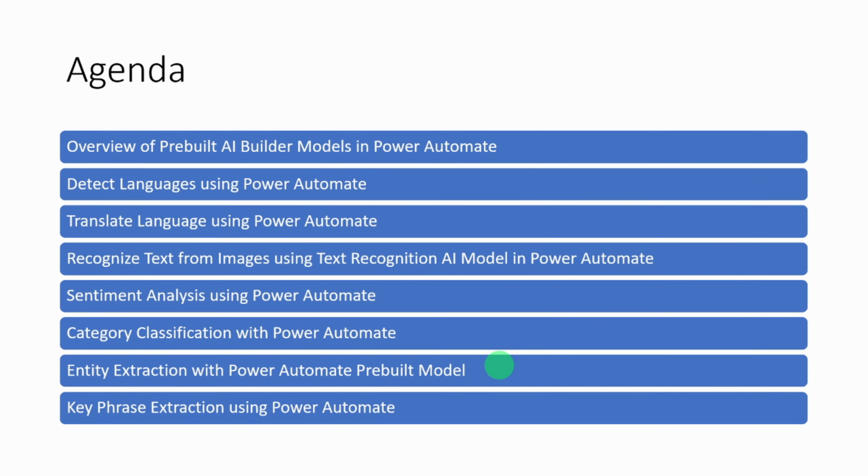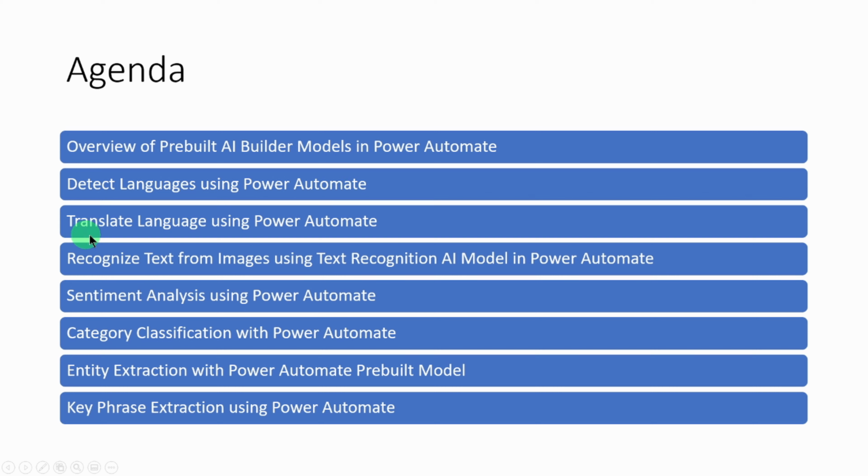Now, let's talk about today's session agenda, that is what we are going to cover throughout this entire session journey. So first of all, I am going to give you an overview about pre-built AI Builder models that are available for Power Automate. So that will be the overview part. After that, I am going to cover different pre-built AI Builder models in detail with real life examples and scenarios with Power Automate.